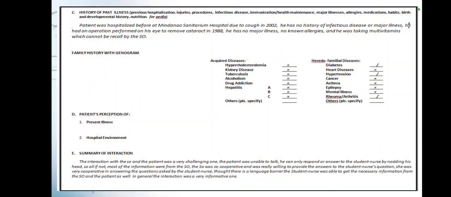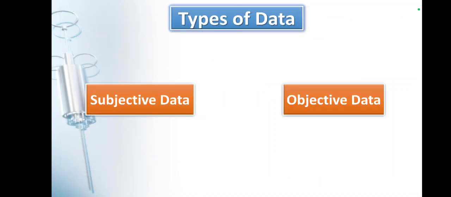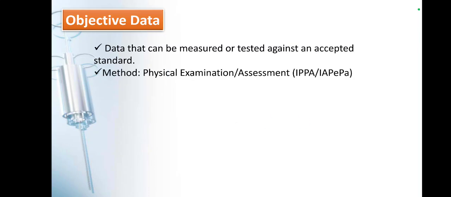Another is your history of past illness, their family history with the genogram, and the patient's perception. Okay, so that is your subjective data. Now, let's go to your objective data, also known as your overt data. Again, subjective is covert, and objective is overt. It is data that can be measured or tested against an accepted standard.